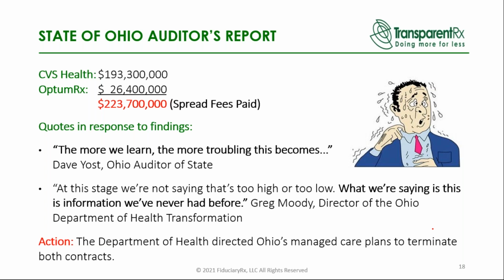Or the prices on the MAC list that the PBM has for pharmacies in its network are going to be lower than the prices that the PBM uses to determine its client's cost. That creates a spread.